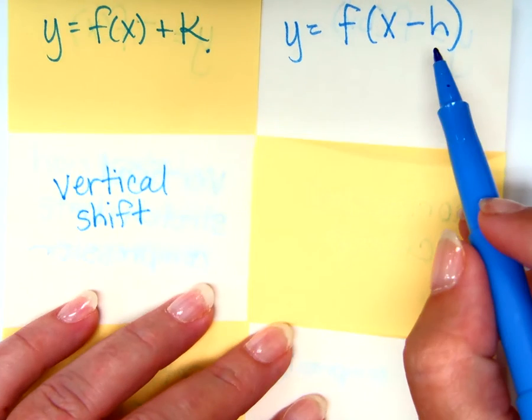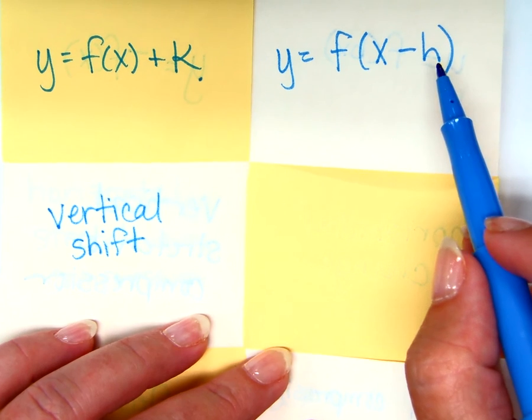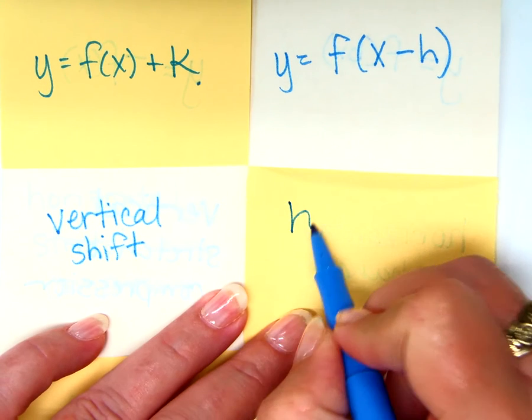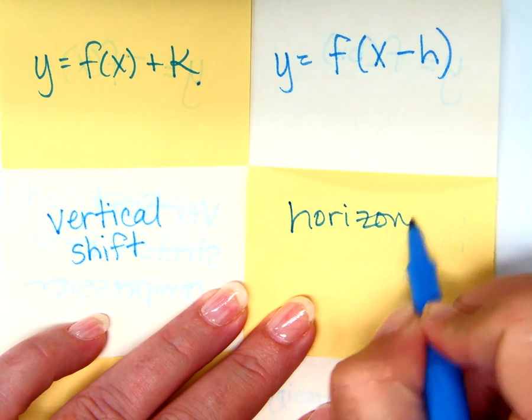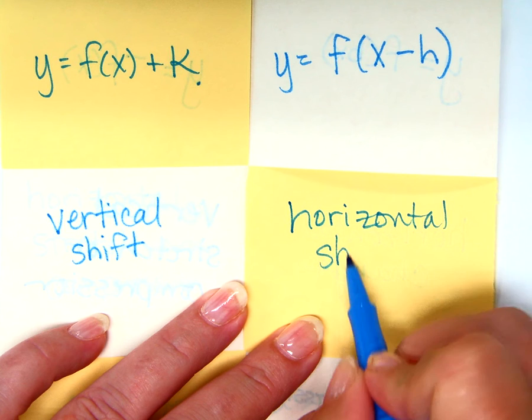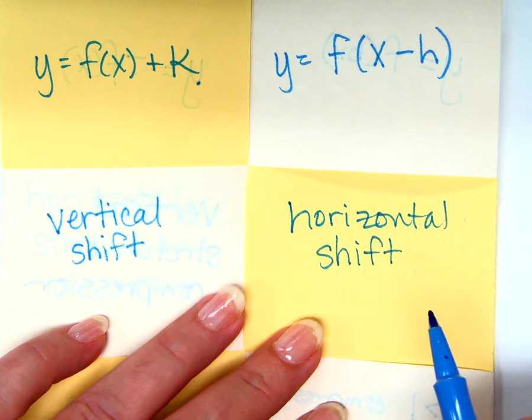Where is this H? Inside. If it's inside, it causes a... It is a horizontal shift. Once again, what are you remembering?